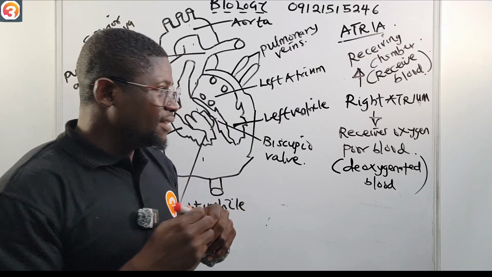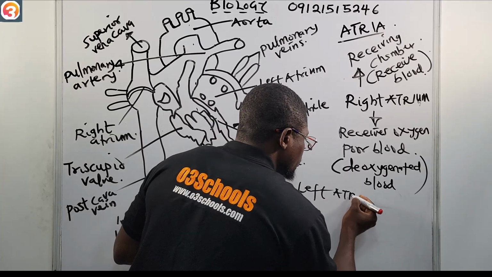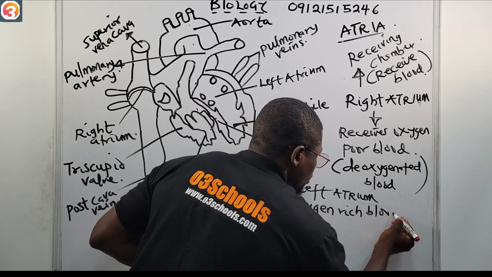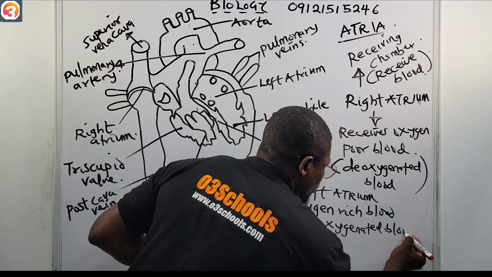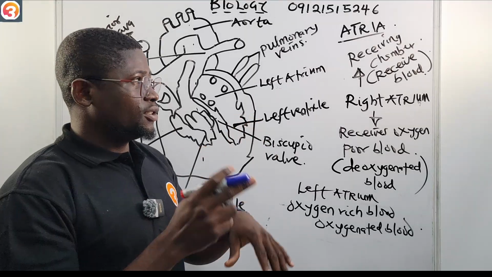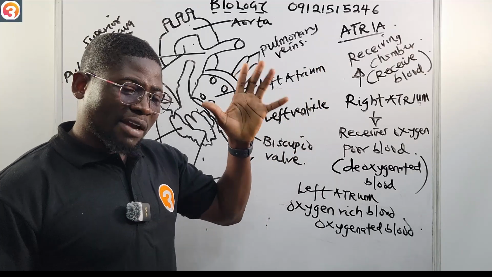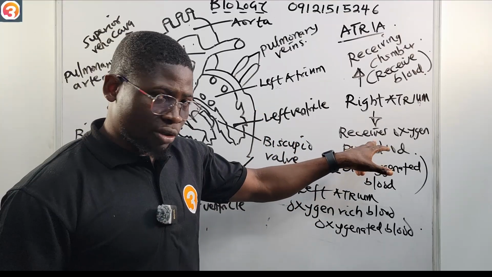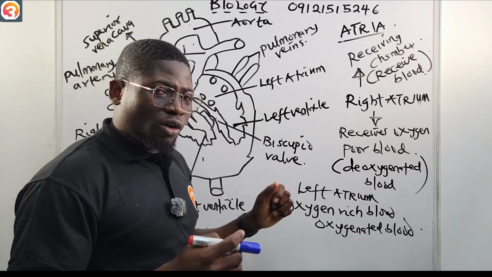While the left atrium receives oxygenated blood. That means oxygen-rich blood. Please take note of that. So we have talked about the heart being divided into 4 chambers, 2 upper and 2 lower. The 2 upper chambers are the receiving chambers that receive blood, called the atria. Since the heart is bifurcated into left and right, we have the left atrium and the right atrium. The right atrium receives oxygen poor blood, which is deoxygenated blood, while the left atrium receives oxygen rich blood, known as oxygenated blood.